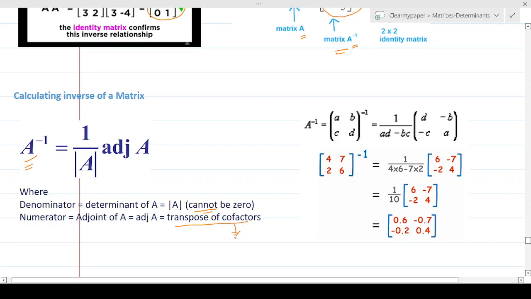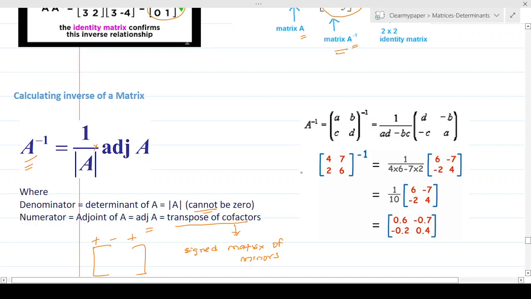And what are cofactors? The cofactor matrix is a signed matrix of minors, where you take a matrix of minors, and if you remember, we alternate the plus and minus sign and apply it, and whatever that new matrix is, that's called the matrix of cofactors. And when you take the transpose of that, you get the adjoint. So again, what is A inverse? The inverse of a matrix is given by 1 over the determinant, where the determinant cannot be 0, multiplied by the adjoint of the matrix.